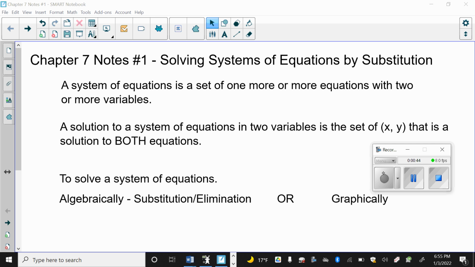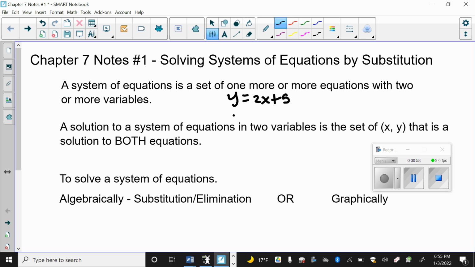All right, a system of equations is a set of one or more equations with two or more variables. So for example, y equals 2x plus 5 and y equals 5x minus 7. The set of those two equations together makes a system of equations.